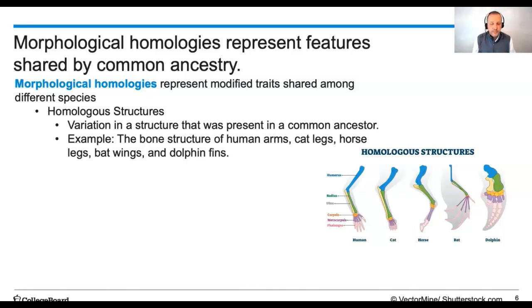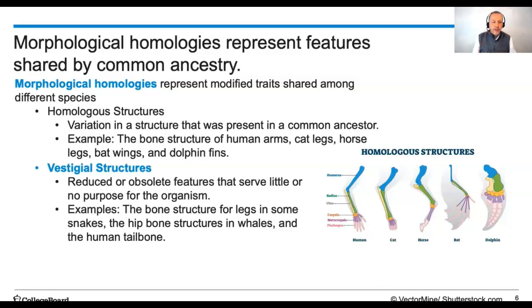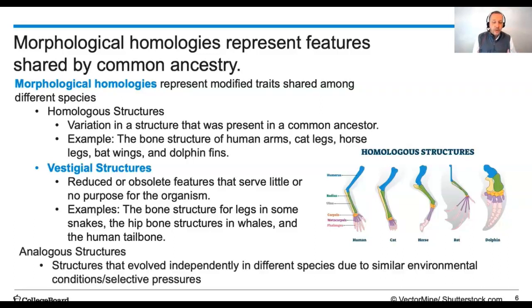Vestigial structures have a reduced or obsolete feature that serves little or no purpose for the organism. For example, the bone structure for legs in some snakes, the hip bone structures in whales, and the human tailbone. Analogous structures are structures that evolved independently in different species due to similar environmental conditions and selective pressures.